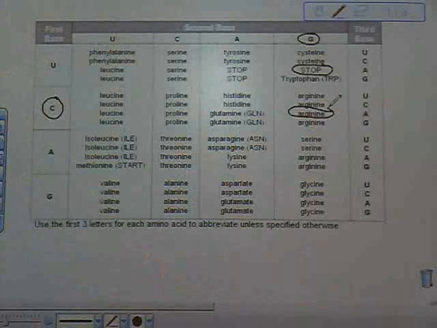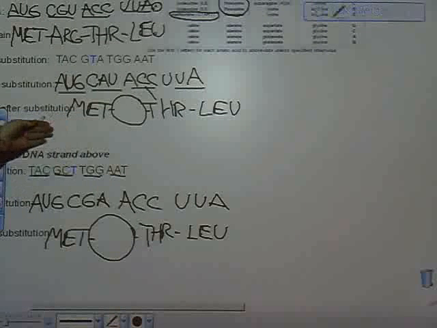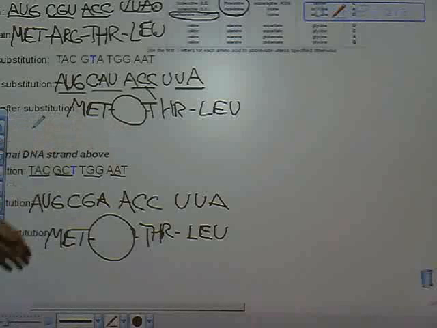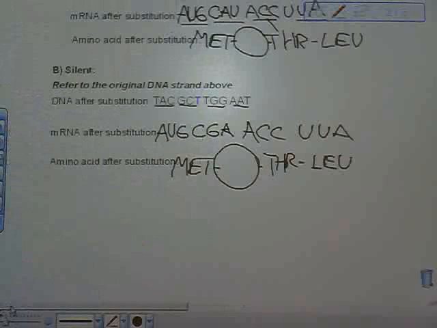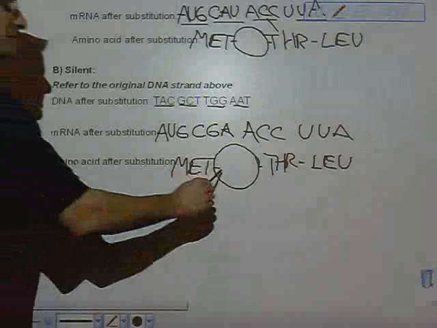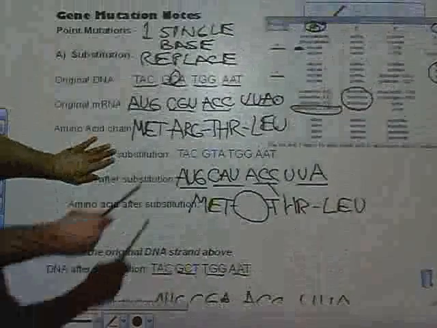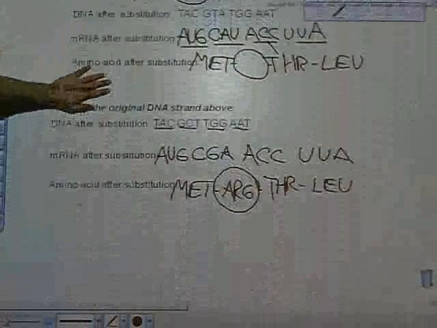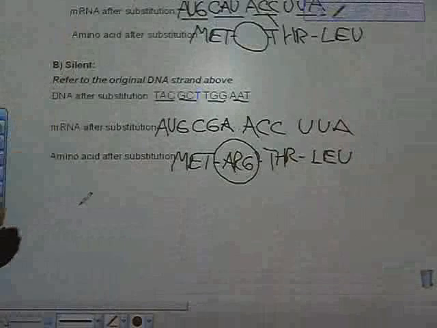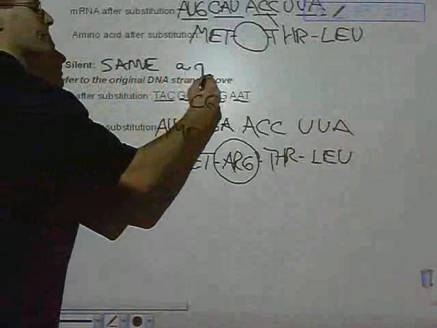Alright, so here you can see how the mutation, even though it changed the sequence of DNA, and of course changed our sequence of RNA, did not change our sequence of amino acids. We still have, as we did in our original up here, arginine. Okay? So now you can see why it's called a silent mutation.